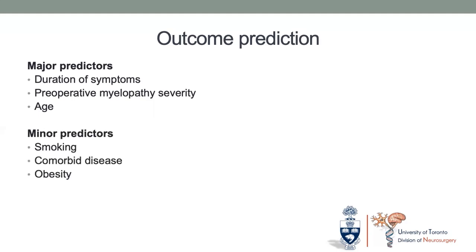There's also minor predictors, which have limited prognostic utility, and the exact mechanism of how they affect outcomes is not well understood. These include history of smoking, comorbidities such as diabetes, psychiatric disease, and finally obesity. So the major clinical predictors are what are important right now, and they emphasize the need for early diagnosis and intervention.